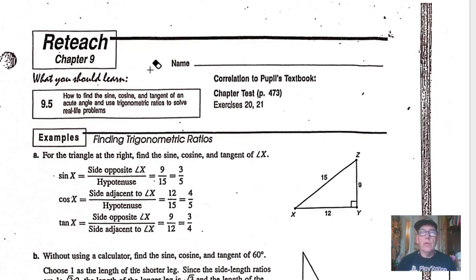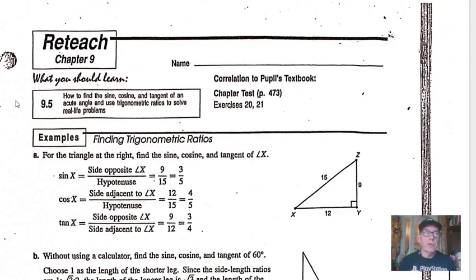Okay, in this video we are going over the Reteach Chapter 9, which for this year is a blue packet, and this is the review for our upcoming summative assessment on the trig ratios and angles of elevation and depression and solving right triangles. So let's get started on this.